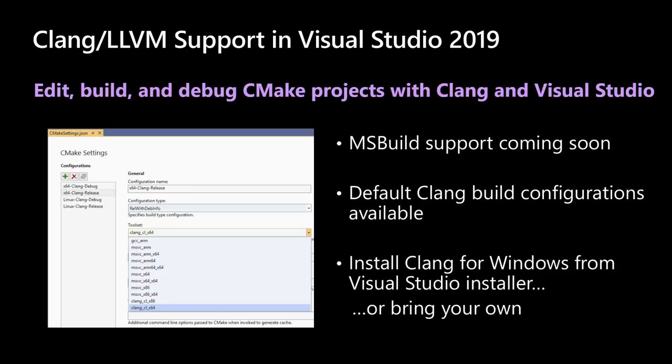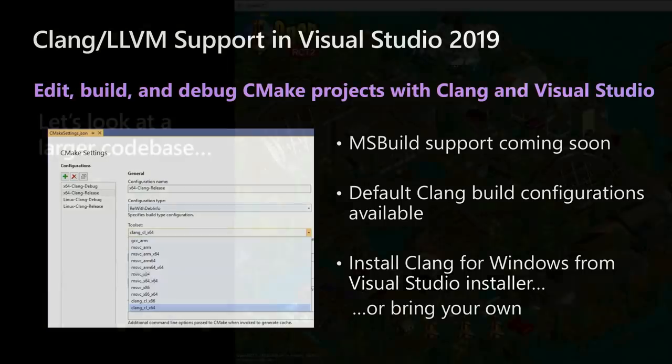It is easier than ever to use Clang as part of your development process with Visual Studio. You can actually install Clang for Windows from the Visual Studio installer, the same way you install the MSVC compiler. There's a checkbox for it. So you have the option of doing that, or you can bring your own Clang installation, and that should work just fine as well. So that's something that's new.